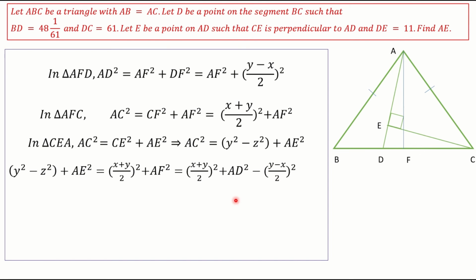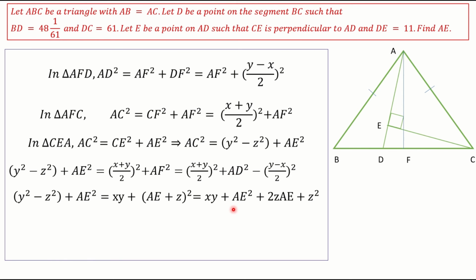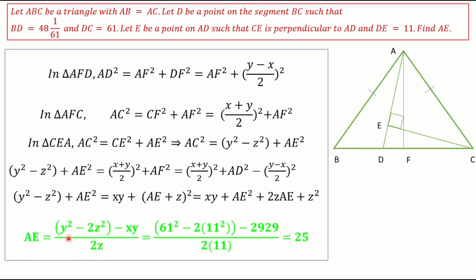We are slowly replacing all the terms, and only now we are left with AE here on the left hand side, AD on the right hand side. Okay, so y square minus z square plus AE square equal to xy plus AE plus z whole square. Why is it AE plus z? AD is nothing but AE plus DE. DE is z. So AE plus z whole square, which is equal to xy plus AE square plus 2z AE plus z square. You simplify it, basically AE will be y square minus 2z square minus xy by 2z. You just substitute the values. You get the value AE as 25.